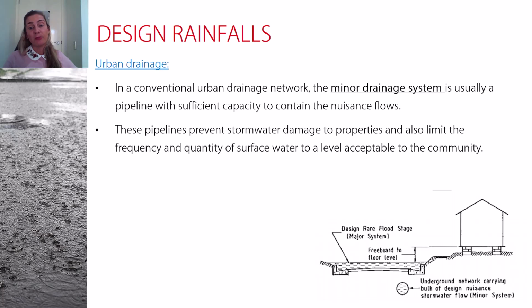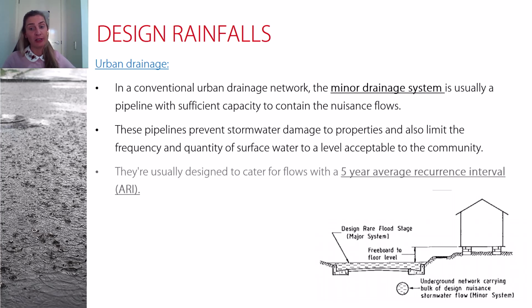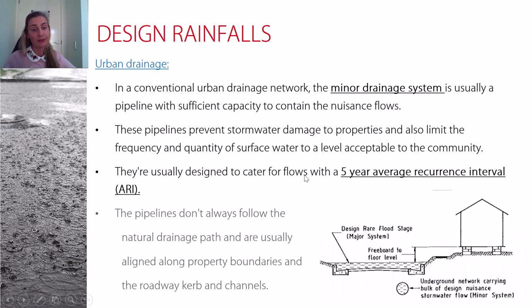These pipelines prevent stormwater damage to properties and also limit the frequency and quantity of surface water to a level acceptable to the community. They are usually designed to cater for flows with a 5-year average recurrence interval. And here by 5-year average recurrence interval, I mean a rainfall event that is expected to occur once every 5 years.